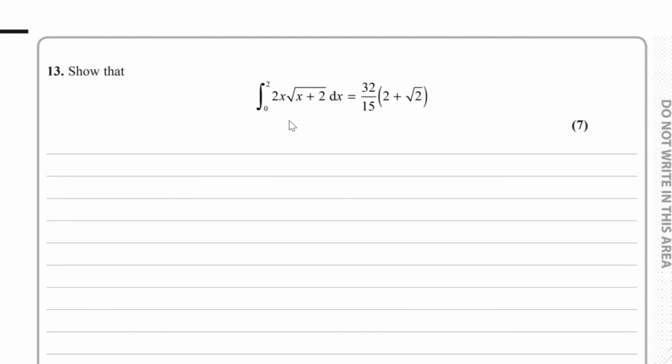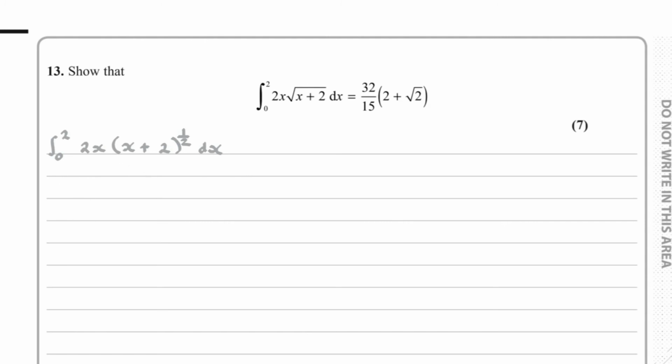Question number 13, we have to show that the integral from 0 to 2 of 2x times the square root of x plus 2 with respect to x is 32 over 15 multiplied by 2 plus the square root of 2. Now before we do anything else, I'm going to rewrite this result as the integral from 0 to 2 of 2x multiplied by x plus 2 to the power of 1/2. And the reason I'm going to do that is because it makes the integration slightly easier.